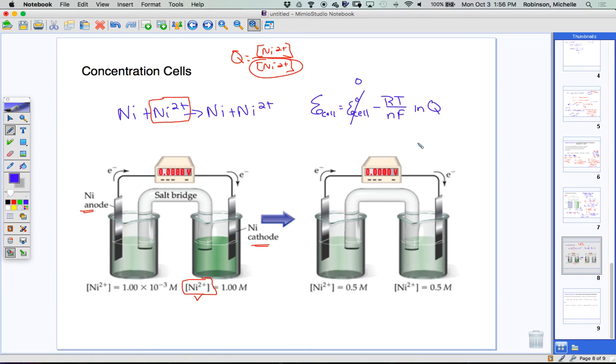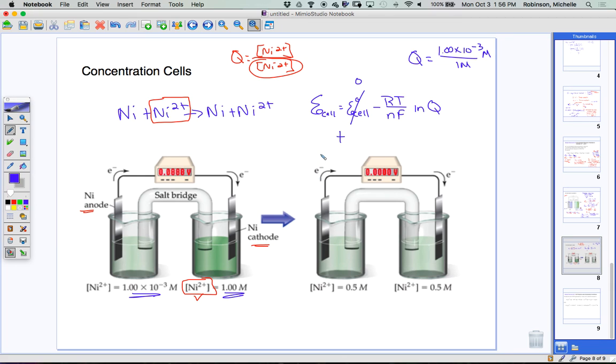So the concentration gradient drives the voltage, drives the cell. Okay? And you can plug in all of that. How many electrons transfer? 2. And what would Q be for this particular reaction? Q would be 1 times 10 to the negative third over 1, so it's 1 times 10 to the negative third. If you took the natural log of that, is that going to be a positive or negative number? Negative. So negative times a negative, you're going to get a positive voltage.